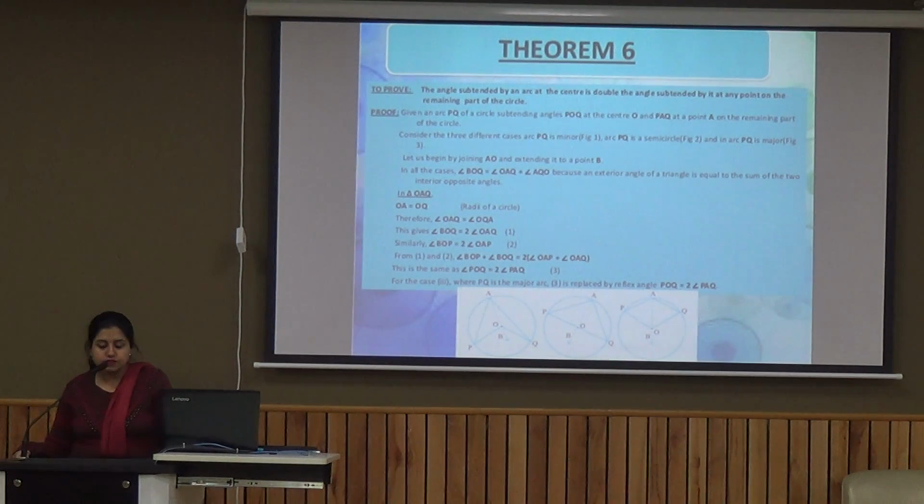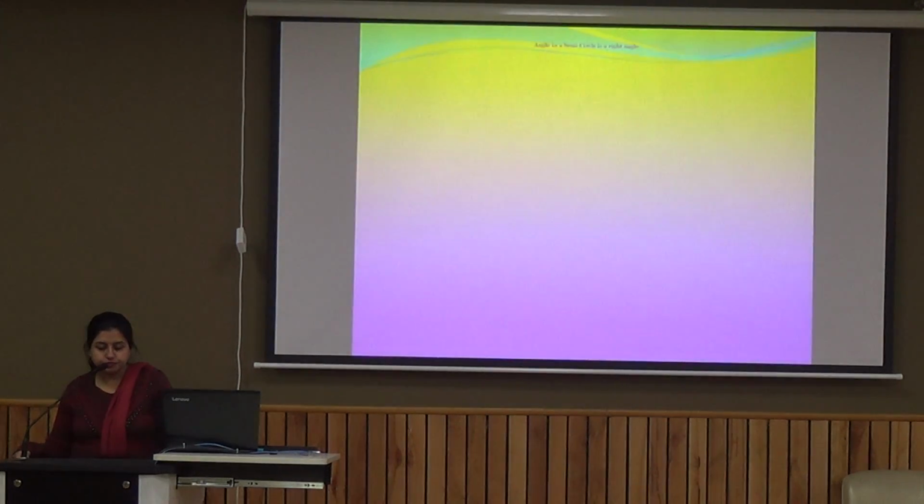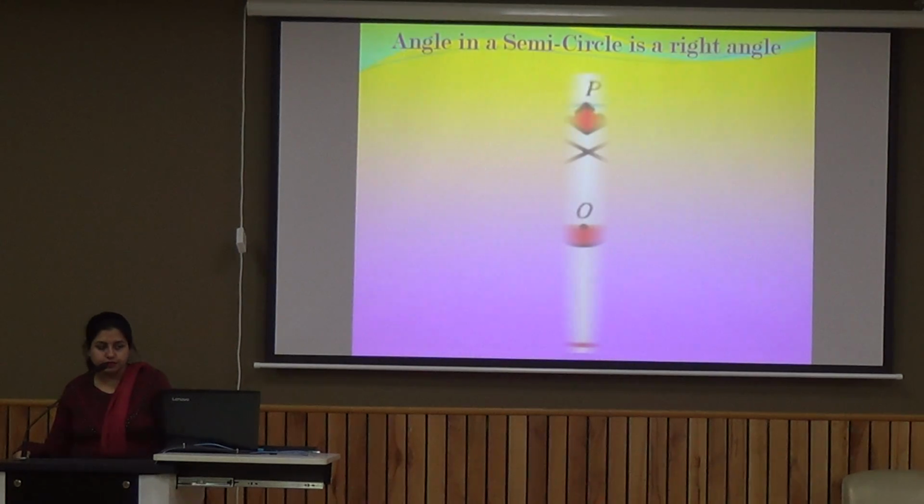Now, in the case of a semicircle, you can see angle PBQ is a straight line, or an angle of 180 degrees. That indicates that angle PAQ would be 90 degrees. And in the case of a major arc, the reflex of the central angle POQ is twice the angle made by the arc at any other point on the circle. Thus we conclude certain results.